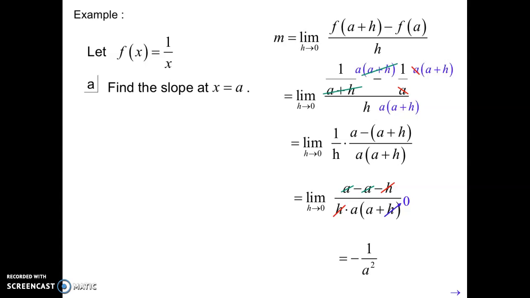And the general derivative is kind of cool because now I can take the derivative anywhere I want by simply plugging in what the value of a is. So if I wanted to know the slope of the curve at 2, I would simply put in 2 for a and get negative 1 over 2 squared, which is negative 1/4. If I wanted to know the slope of the curve at 10, I would simply put 10 in for a and get negative 1 over 10 squared, which is negative 1 over 100. So this gives me a general formula for the derivative at any point a on the curve.